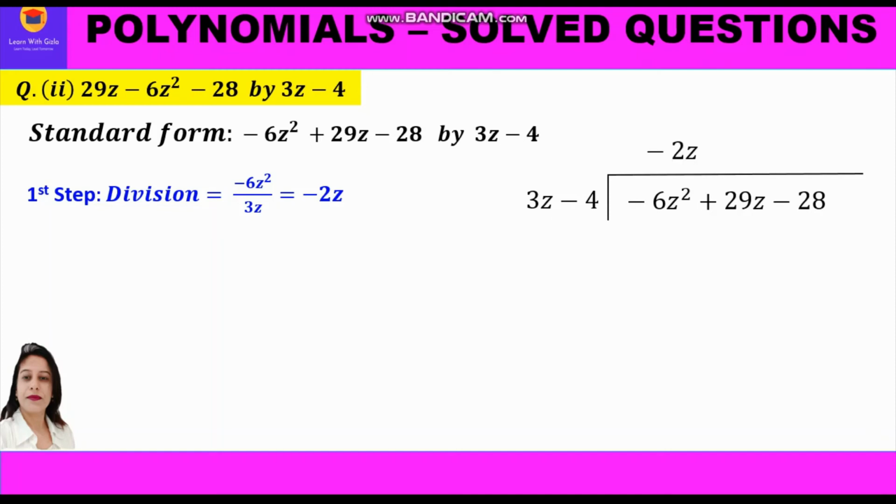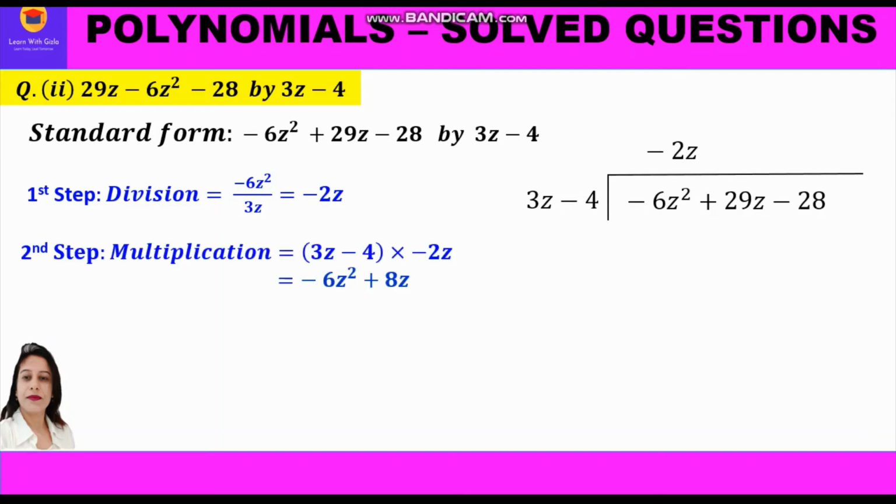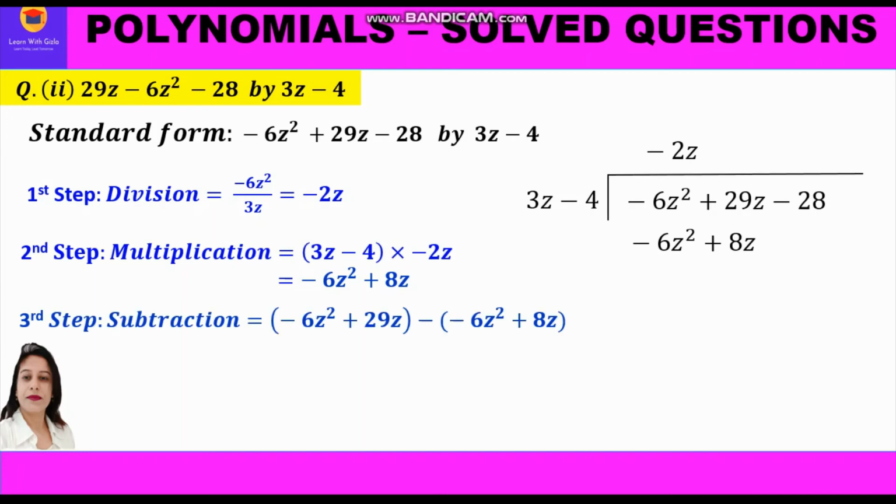Now we shall move to the second step, that is multiplication. We will multiply the quotient with the divisor, that is 3z minus 4 into minus 2z, and we shall get minus 6z square plus 8z, which we will write just below minus 6z square plus 29z. Now we shall move to the next step, that is subtraction. We have to subtract minus 6z square plus 8z from minus 6z square plus 29z.